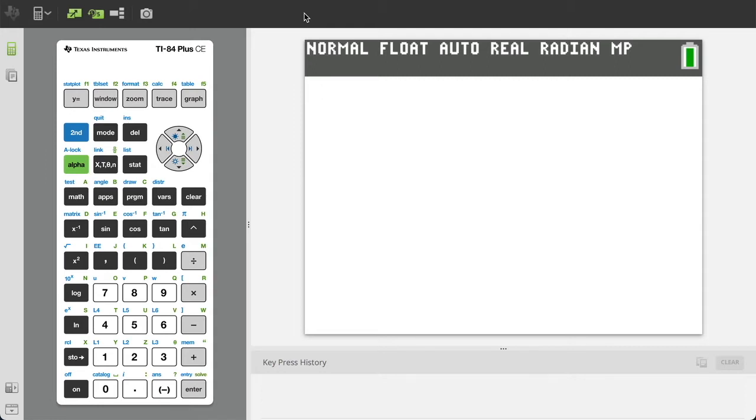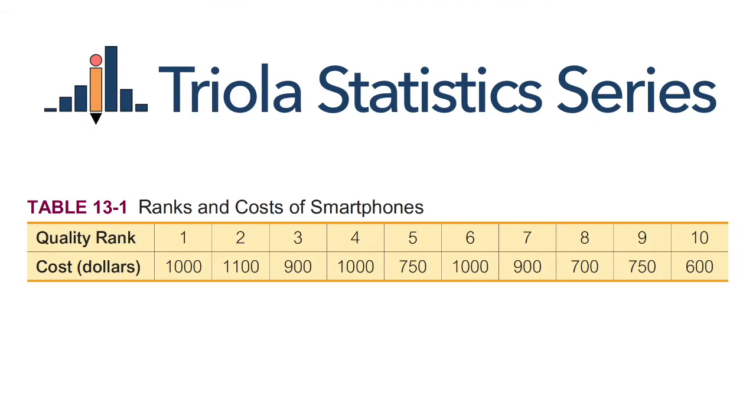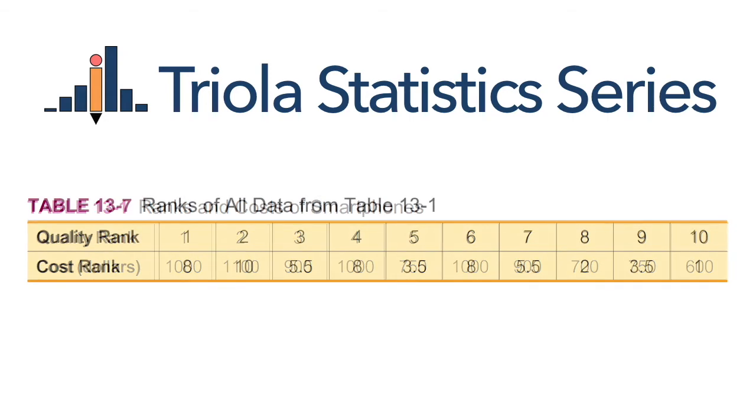The basic idea is to replace the original sample data with ranks, then proceed as if we were calculating the linear correlation coefficient. If the original sample data are not already ranked, replace each of the original sample values by its corresponding rank. In this example, the data from the table titled Ranks and Costs of Smartphones has been ranked in the table titled Ranks of All Data.